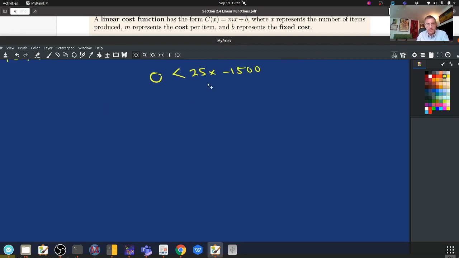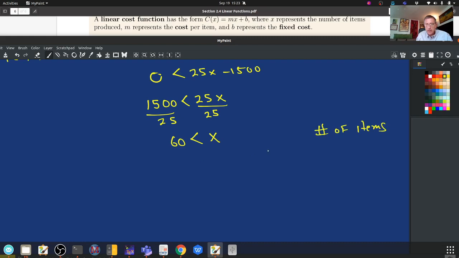So it's a linear inequality. I solve it exactly like a regular equation. I'm going to move the 1,500 to the other side. It will change signs. So I'm going to divide both sides by 25. So 1,500 divided by 25 is equal to 60. So x has to be greater than 60. What is x? Our number of items. So as soon as I sell over 60 items, I'm making a profit.